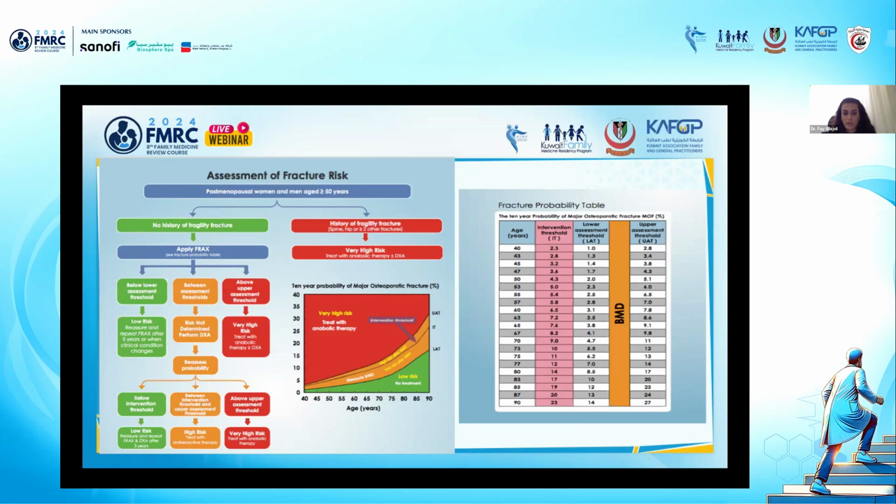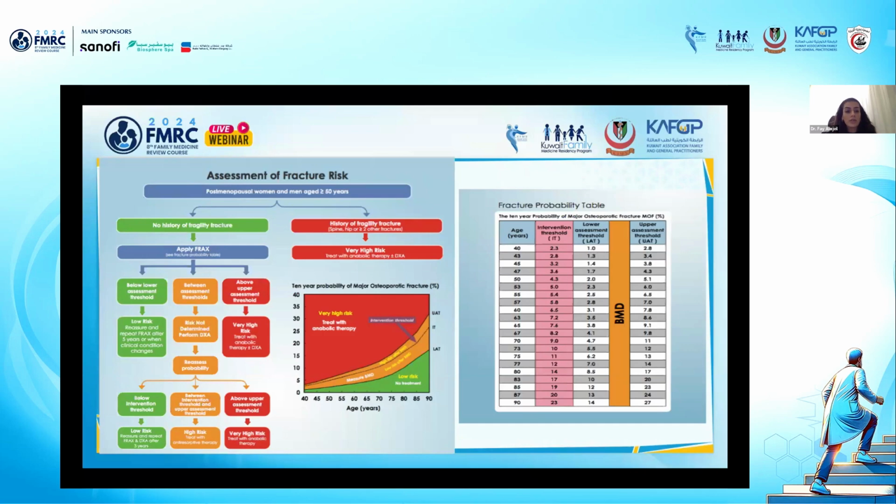However, if the same patient, 60 years old, you calculate the FRAX and the FRAX is 5, you will see that it lies between the lower assessment threshold and the upper assessment threshold, which means that they are in the orange zone. These patients will be referred to do the DEXA scan, and then they will come back to you. The DEXA scan is used to answer question number 12 in the FRAX tool. It will determine if there is an added risk, okay?